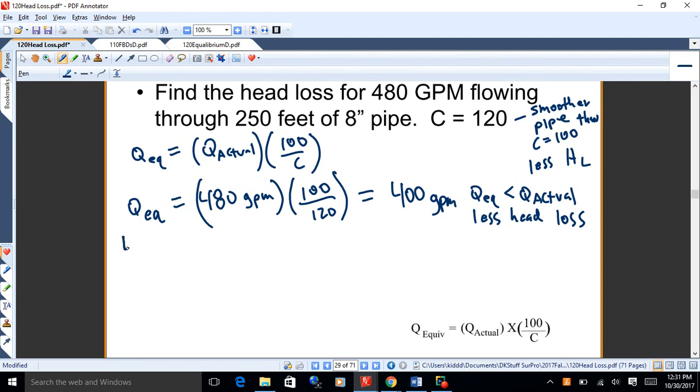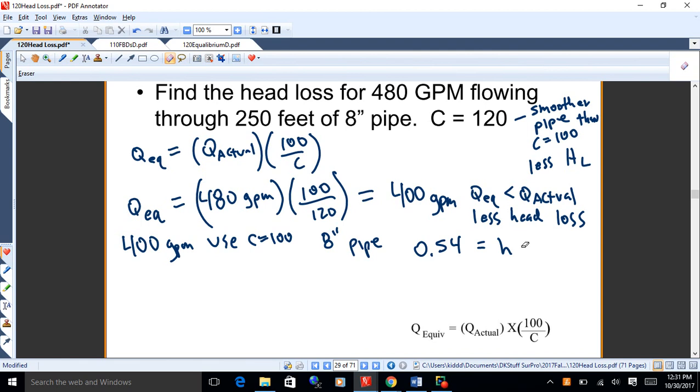Okay, so if we find 400 gallons per minute, and we've got now use C100 for this calculation because we're using the lower flow, not the actual flow, an 8-inch pipe. What do we got for head loss now? Okay. So 0.54 feet per 100 feet. Yeah, right. So we got 0.54 feet per 100 feet.